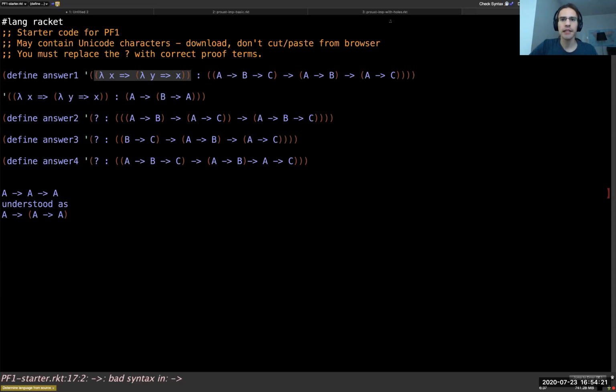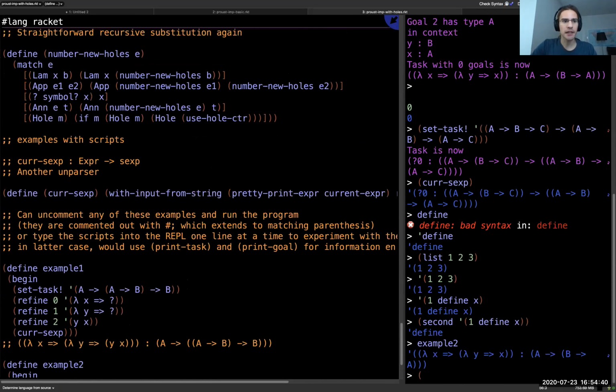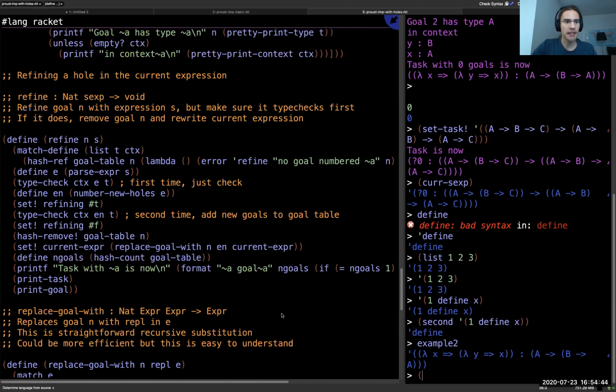Now, you do all of these replacements, but you don't just take on faith that they are correct. Define answer 1 is now going to be something like this. Let's say here, that's the question that we want. We can now ask Bruce to check this proof.